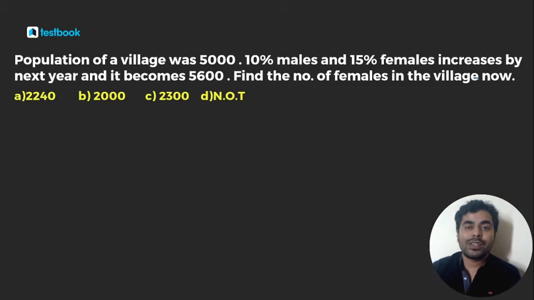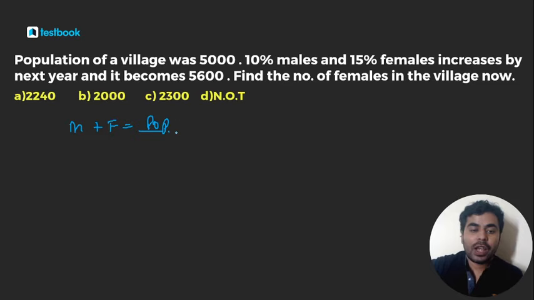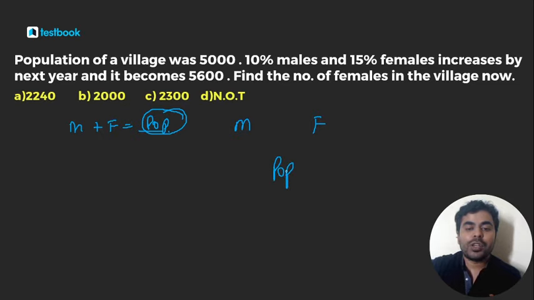Now you can see in this question that male plus female equals population, and population is a kind of mixture, and whenever there is a mixture formation, you can use mixture and allegation blindly. I am using the allegation method here. Males and females will be the components, and population is going to be the mixture, and here we will get the ratios.